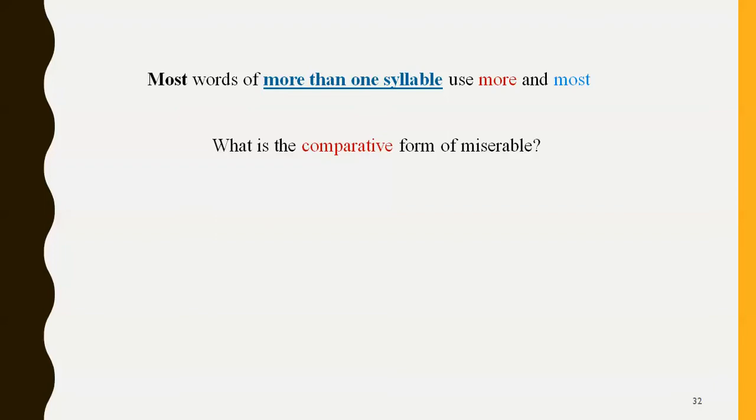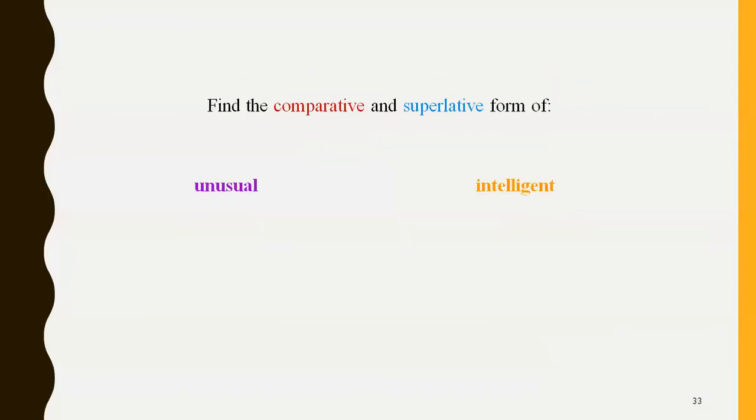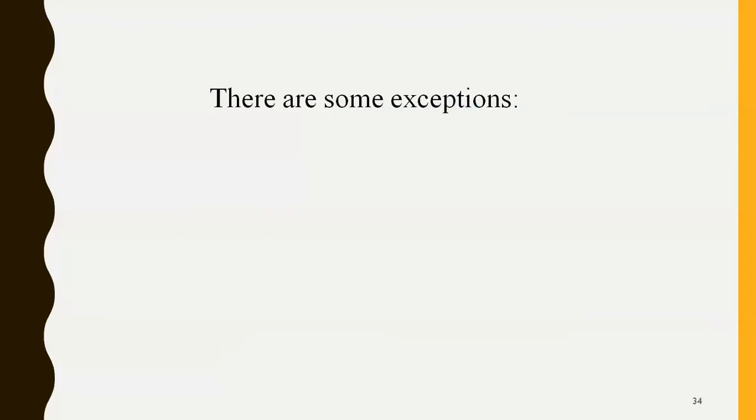What is the comparative form of miserable? We have more miserable, and the superlative is most miserable. What about unusual and intelligent? More unusual, most unusual, more intelligent, and most intelligent.